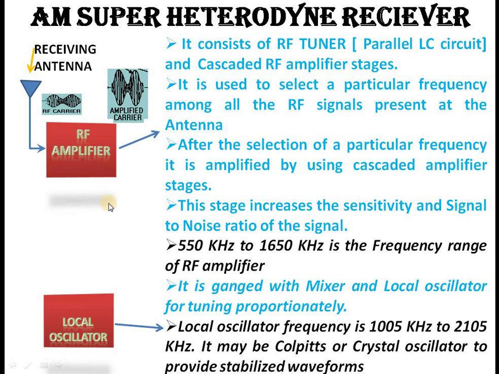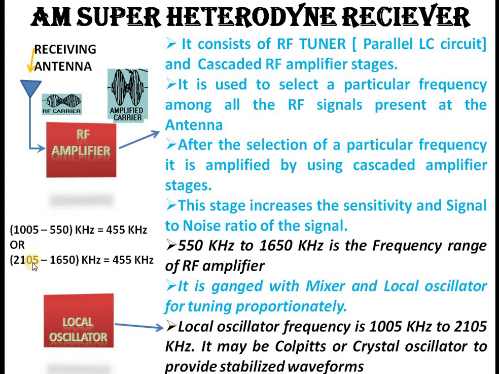For the local oscillator, we normally use a Colpitts or crystal oscillator because they provide highly stabilized waveforms with a high frequency. The range of local oscillator frequency is from 1005 kHz to 2105 kHz.